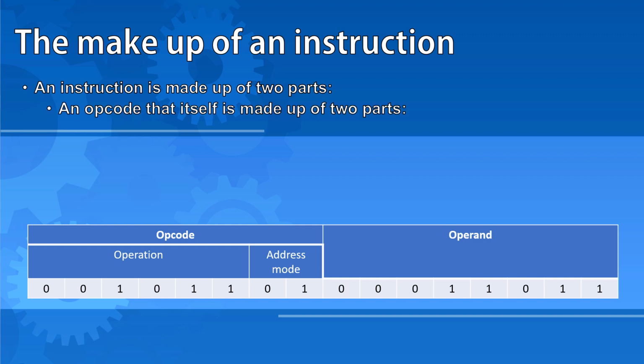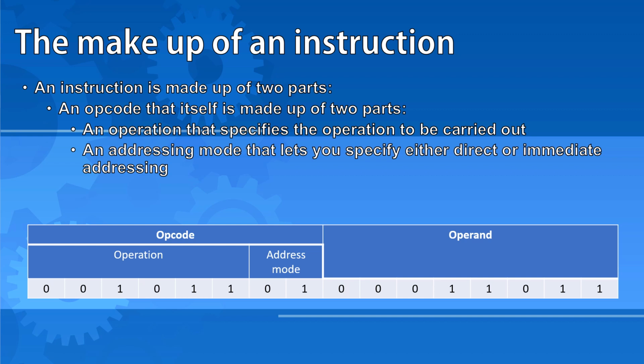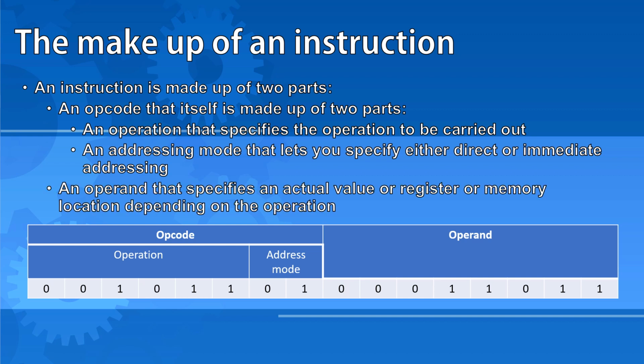An instruction is made up of two parts: an opcode that itself is also made up of two parts, an operation that specifies the operation to be carried out, and an addressing mode that lets you specify either direct or immediate addressing. We'll be taking a look at addressing very shortly. The other part of an instruction is the operand. This is the part that could specify an actual value or a register or memory location depending on the operation.